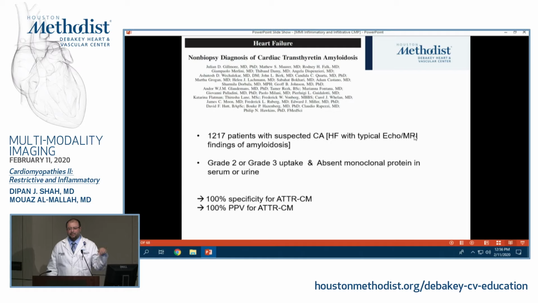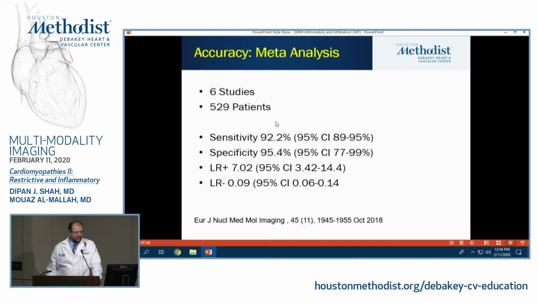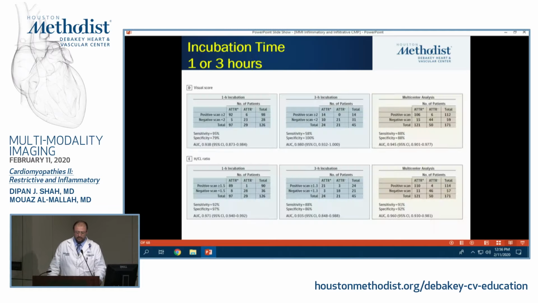And on top of that, they had a grade 2 or 3. Now, if you go to more real-life data, this is a meta-analysis of 6 studies, 529 patients. Sensitivity is about 92%. Specificity is very high, 95%. And as you know, the positive likelihood ratio is 7. So it is really going to make your probability of having ATTR amyloidosis very high.